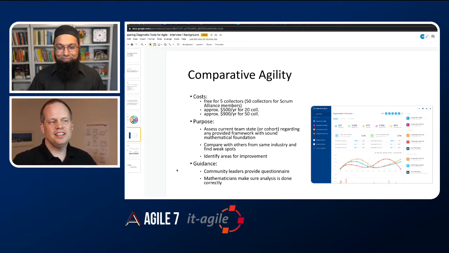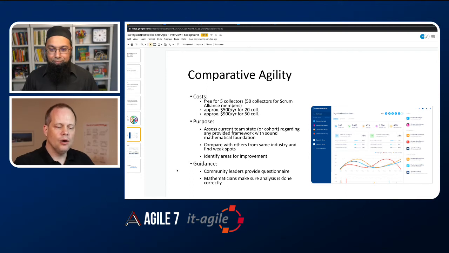So, what is a collector? A collector is one team assessment. So if you have one team and you have 5 free collectors, you could assess that team 5 times. If you have 5 teams, you can just assess each team once and your 5 collectors are used up. With 50 collectors, you can do 10 teams 5 times, which is quite a lot. You would then need an additional license for more teams, assuming that you are a Scrum Alliance member.